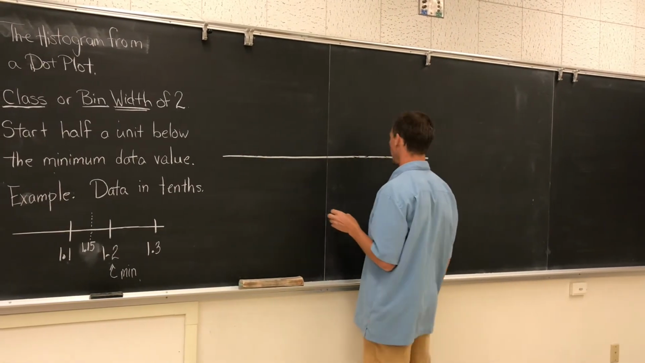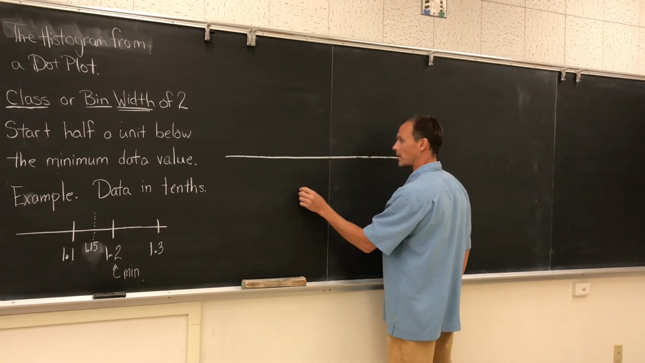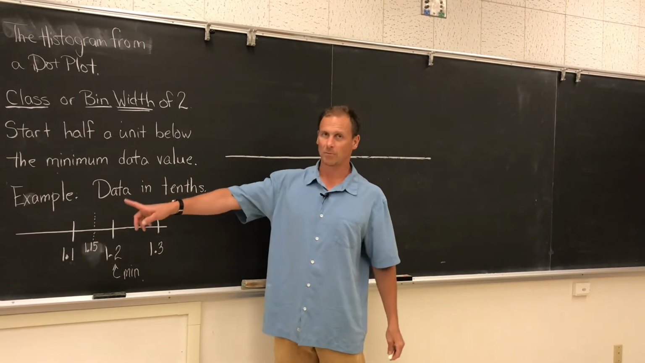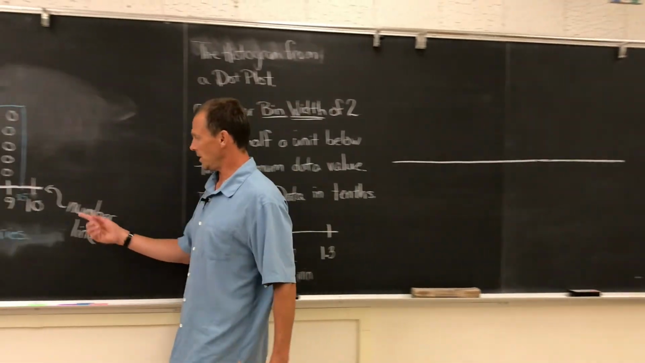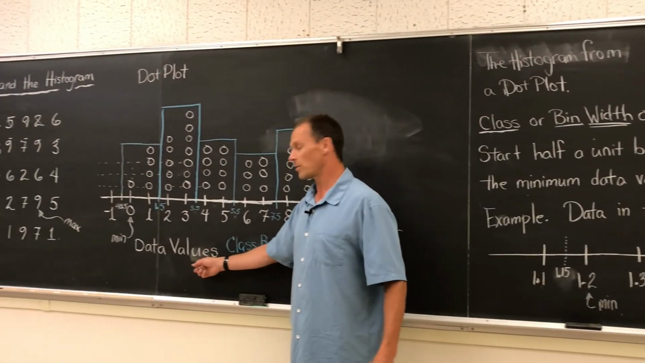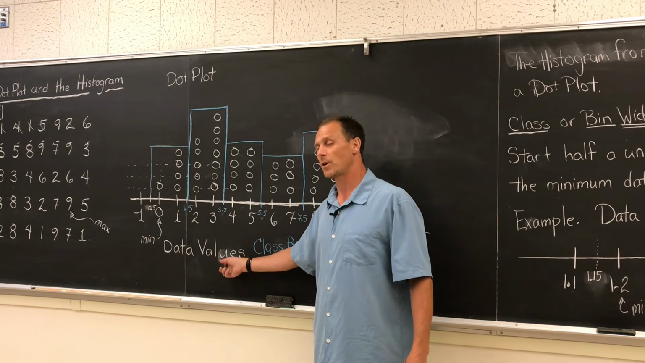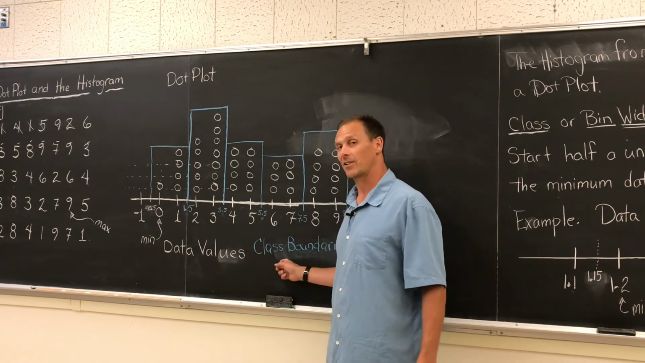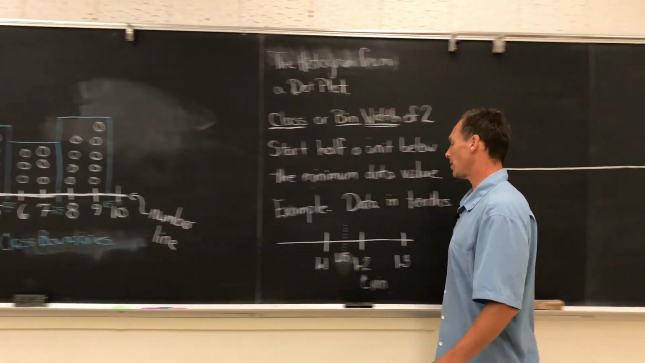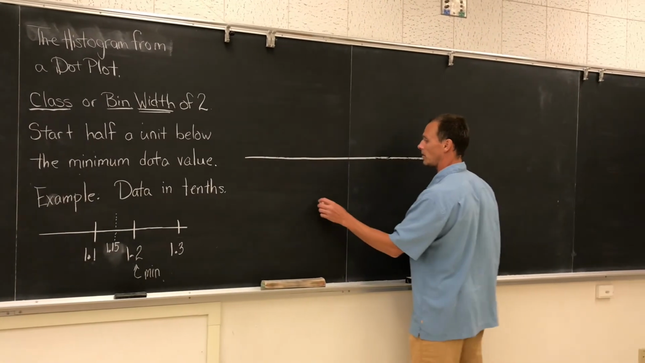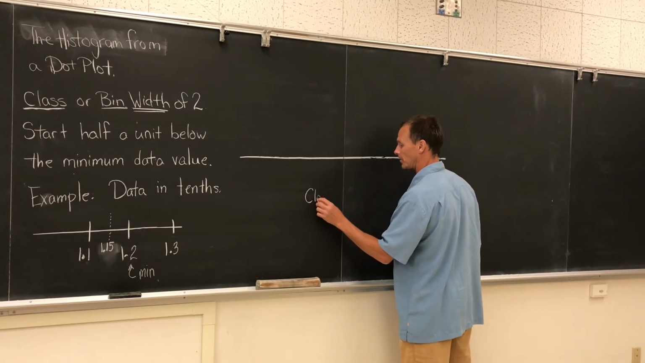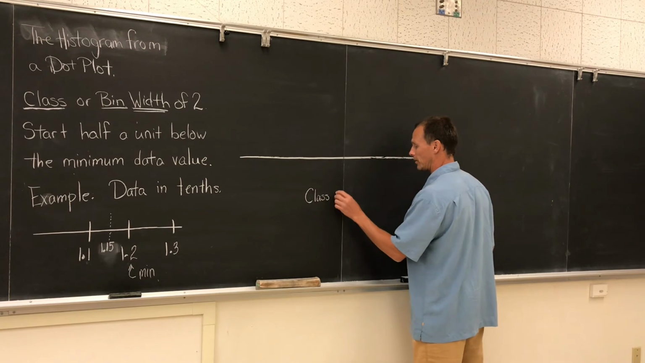A horizontal line. And now, remember when we made the dot plot, if we look over here, we labeled our number line. Our number line were the data values. Well, this time we're not using data values, we're using class boundaries. So let's label our histogram accordingly. So our histogram would be labeled class boundaries.